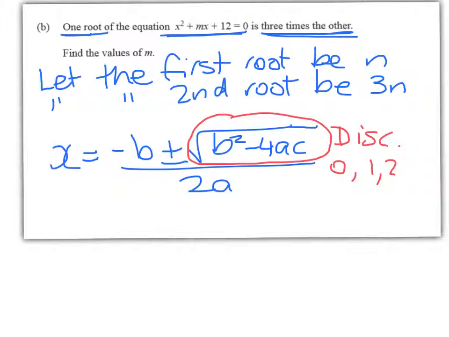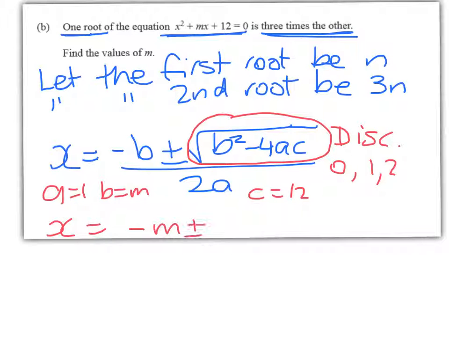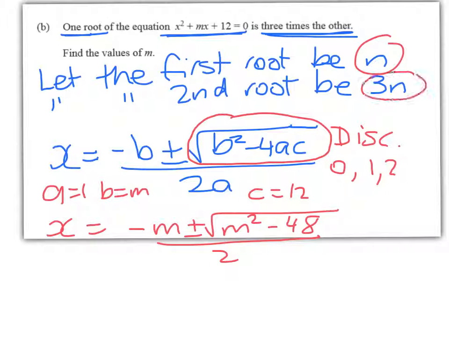So it's tempting to try and use the quadratic formula, and we will get x equals, well, A is 1, B is m, C is 12. So off we go, we put things in, and we get negative m plus or minus the square root of m squared minus 48, over 2. And then we can solve that for n and 3n. Now, if you proceed down that path, you'll quickly get yourself into a mess. So there must be an easier way.